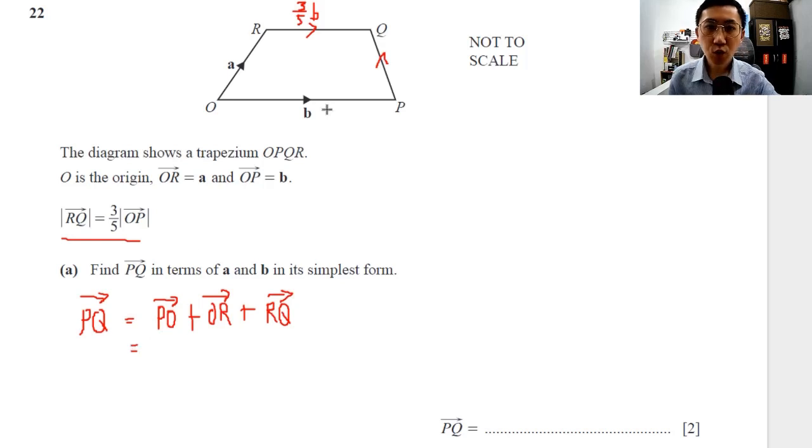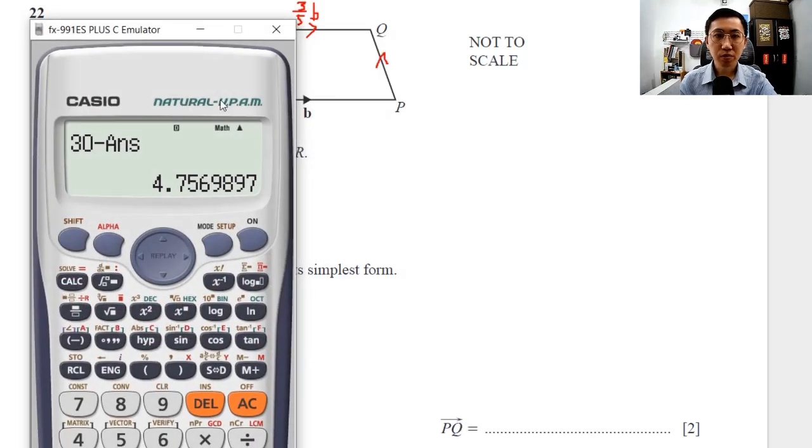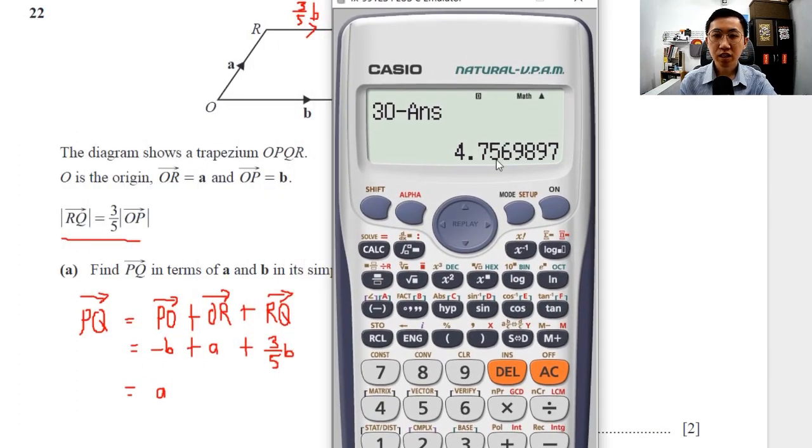Alright, what is PO? PO is the reverse of this. Okay, so it's going to be minus B. OR follows exactly the direction given, so that's going to be plus A. RQ is going to be 3 over 5B, so just plus 3 over 5B. Okay, so A, copy back. Now minus B plus 3 over 5B, you can actually use a calculator to help you simplify if you can't see them. Alright, minus 1 plus 3 over 5.